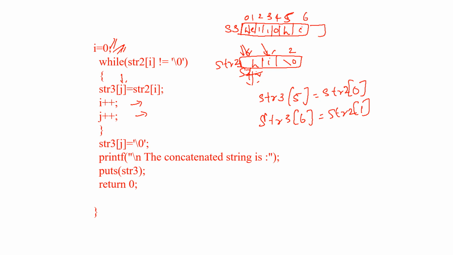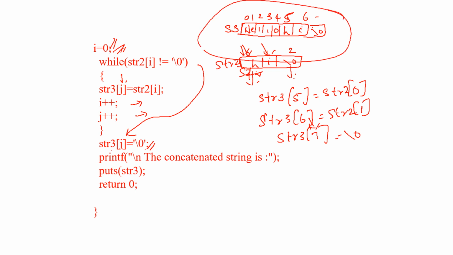Okay. So this is how again i will be incremented. So whether it is a null character, as it is a null character, it comes out of the loop. Okay. So now you have to assign a null character indicating the end of the new string, right? So that's why string 3 of j is equal to null character. So what will be your string 3 of 7? Because already you have incremented j, it is equal to a null character. So this is how you are going to get your new string.